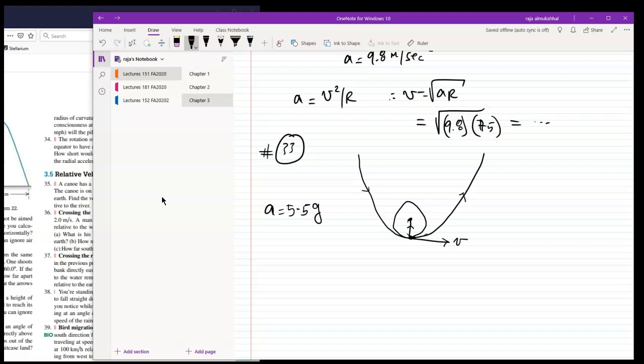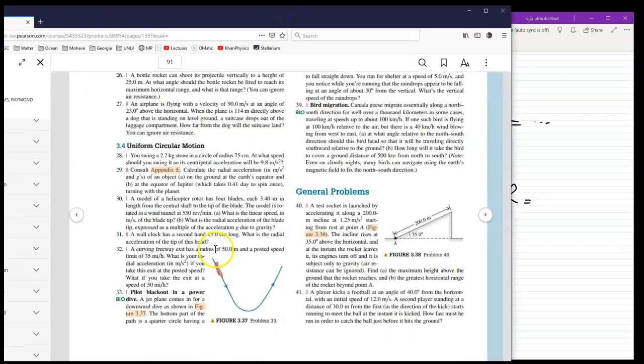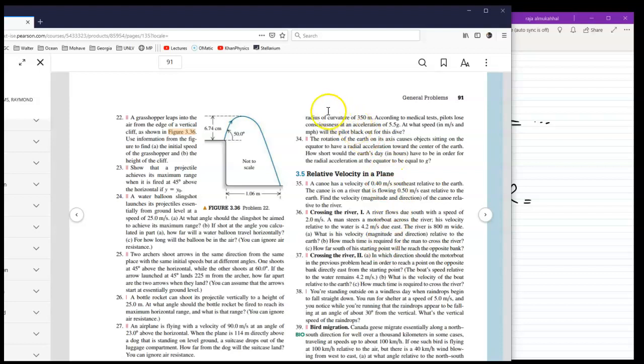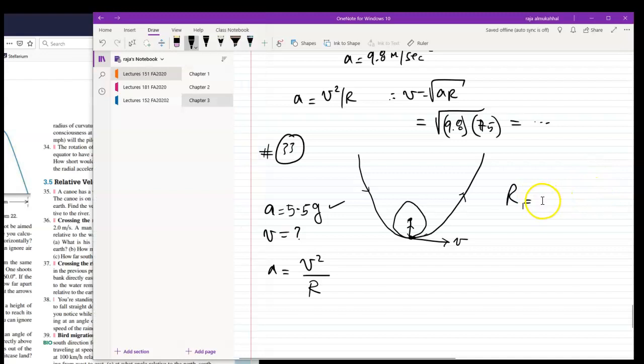All right. So he's asking, what is that velocity that corresponds to that? You got it? So a is equal to v squared over r, and he said the radius of that curvature is given to us. Did he give it to us? I think he did. Back. Jet plane. I thought he did do this. Yeah, there we go. The radius of 350 meters. Okay. So the radius here is 350 meters. There you go. Okay.